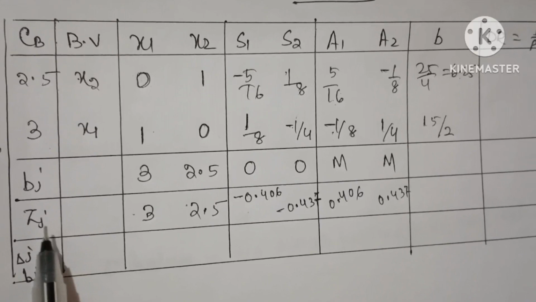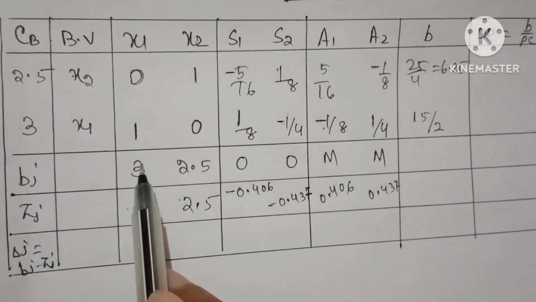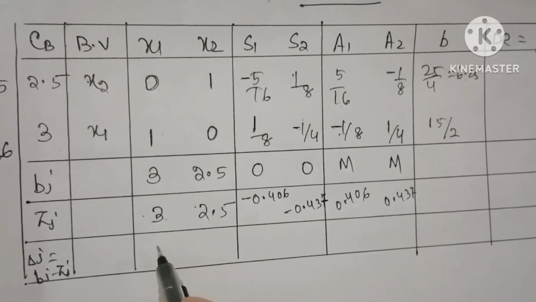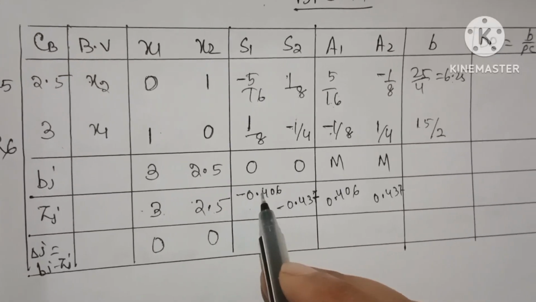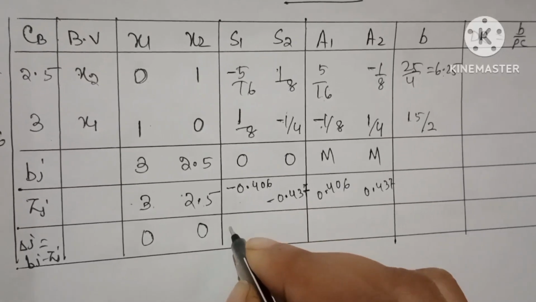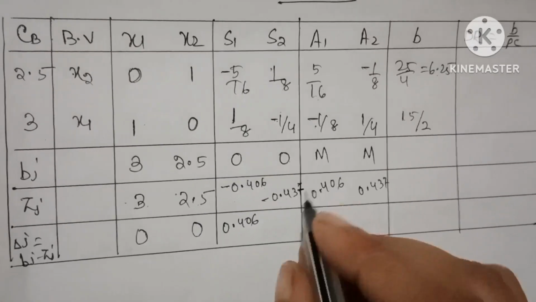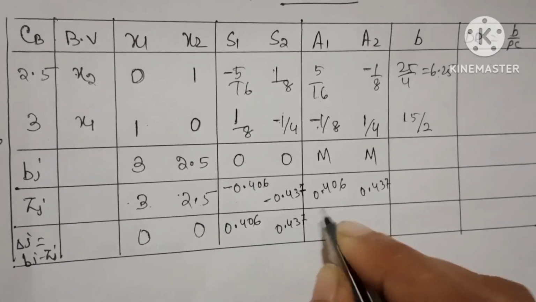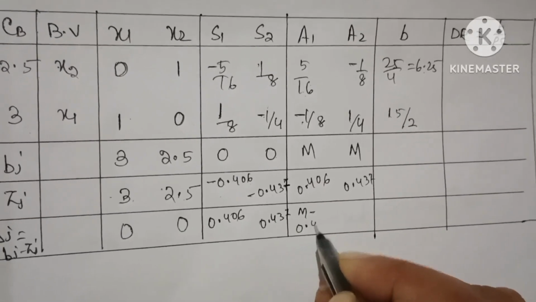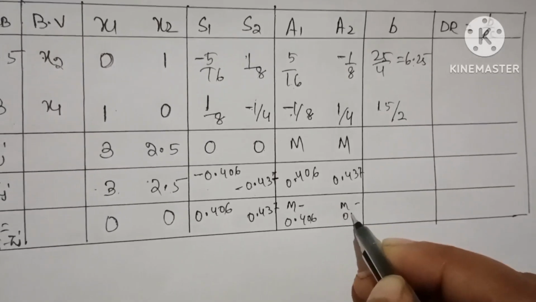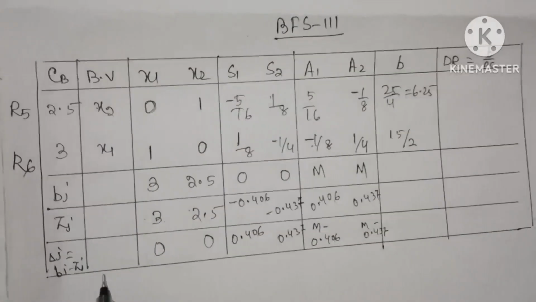Now, after getting the value of zj, now calculate the value of the indicator row. The formula is cj minus zj. So, 3 minus 3 is 0. 2.5 minus 2.5 will get 0. 0 minus minus 0.406, this becomes positive 0.406. Next 0 minus minus 0.437, 0.437. Here M minus 0.406, M minus 0.437. Okay, so now check for the optimality test.